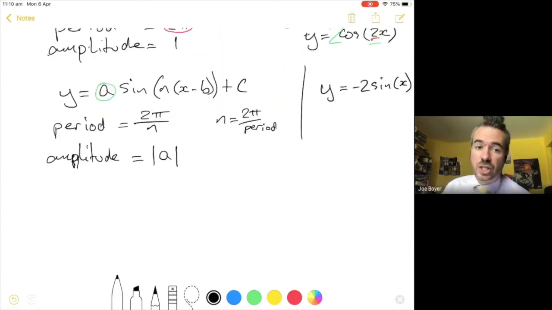So anytime I'm sketching a trig function, like when I'm sketching a normal function or a quadratic function or something else, I have my key points.